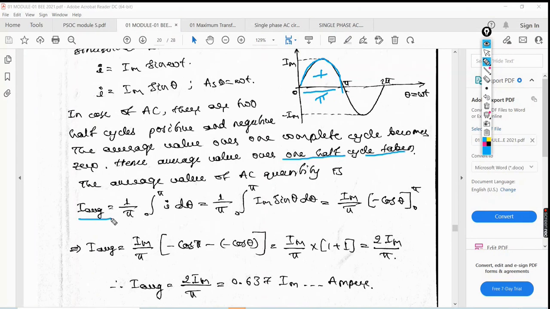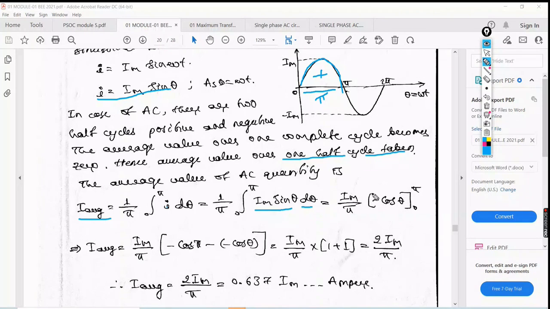So I average equals 1 divided by pi, integral from 0 to pi of I d theta. In the RMS value there is a square, but here it is only I. You have to remember that, and don't get confused between the evaluation of the average value and the RMS value. What is I in terms of theta? Im sine theta d theta. Im is a constant, so I take it out.